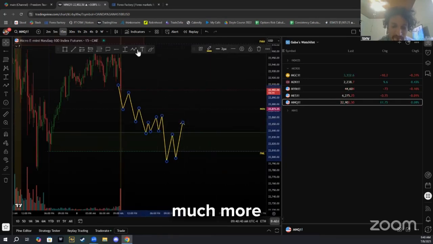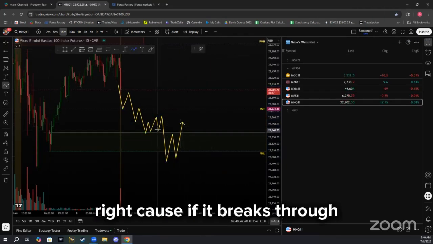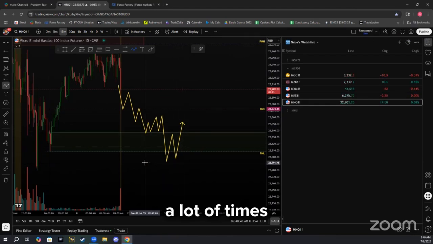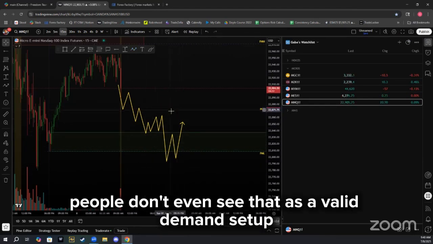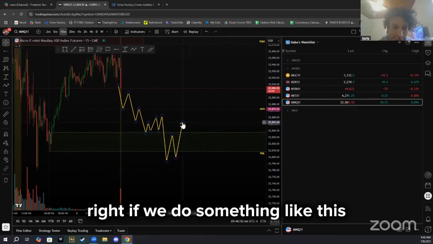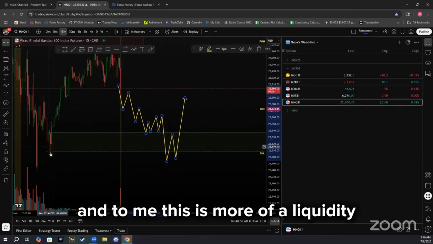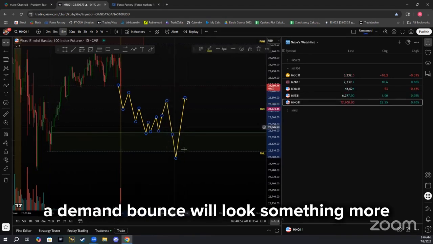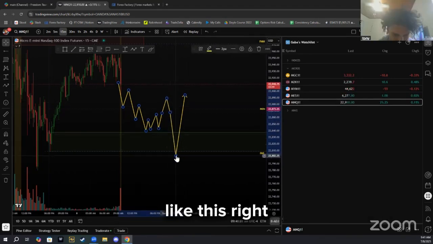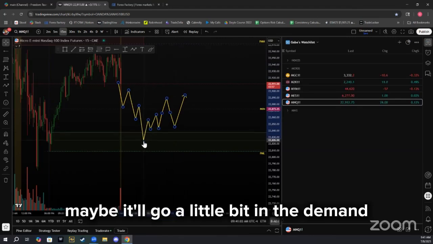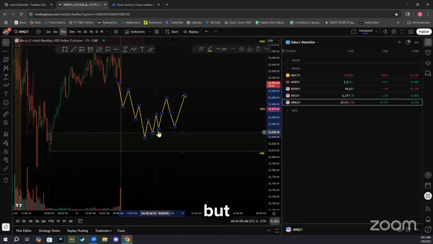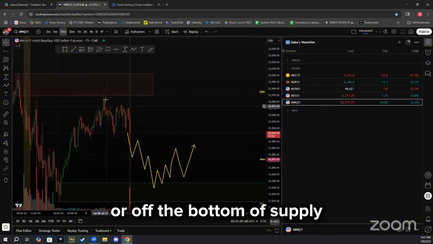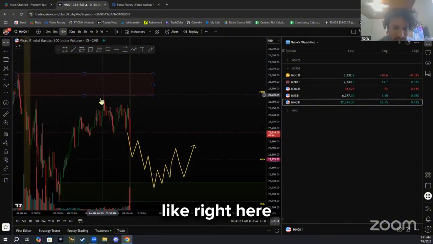Because then we're not sure if it's a valid demand. If it breaks through, then we have to wait for the push up, or a lot of times people don't even see that as a valid demand setup. If we do something like this, to me, this is more of a liquidity sweep reversal as opposed to a demand bounce. A demand bounce will look something more like this, and the demand will hold. Maybe it'll go a little bit into the demand, but ideally we want to see a bounce off the top of demand or off the bottom of supply, like right here.